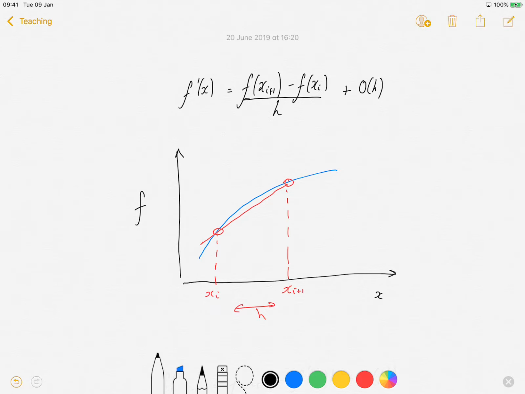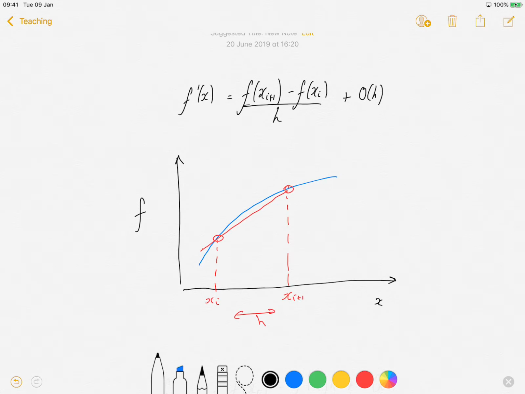So from our previous examples, we have been defining the derivative of f at some point xi equal to the difference between the following point and the current point divided by our step size plus some remaining error term. So that's what I've written here, that the derivative is equal to the difference between f of xi plus 1 minus f of xi divided by our step size plus some error term.